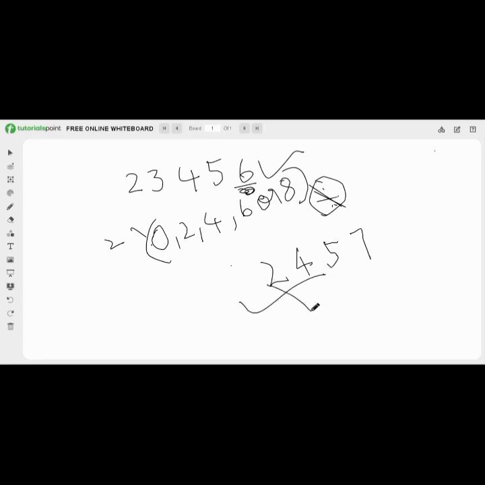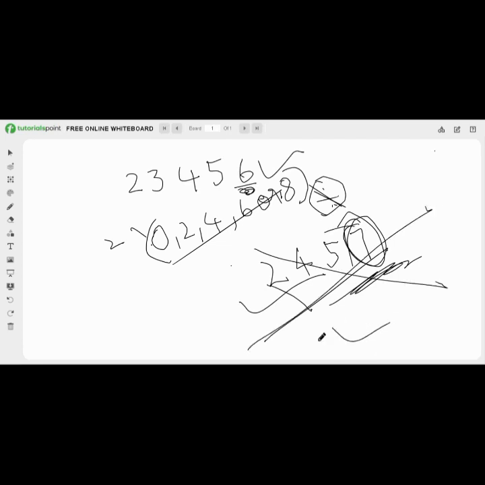No, unfortunately. Because 7 is not there in this set of numbers. So this is not divisible. Because of this one digit, this whole number is not divisible by 2. So you have understood the divisibility rule of 2. Let's get on to 3.